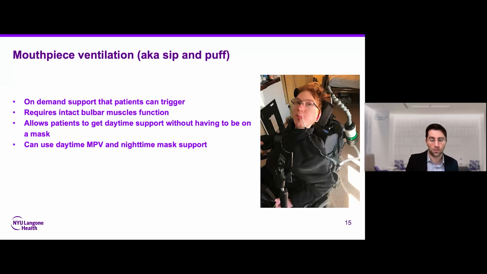So in some settings, we will have a patient who at nighttime will wear a face mask when they sleep, and then during the daytime, they would use a mouthpiece ventilator.